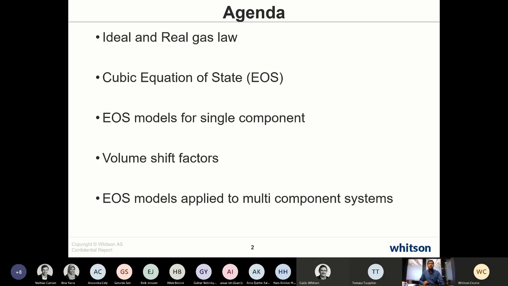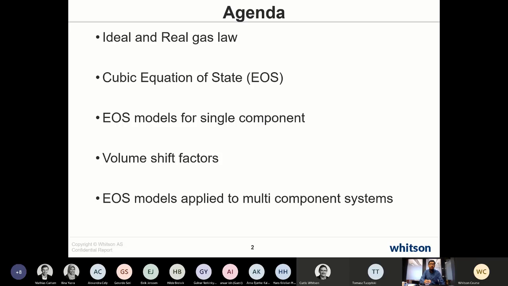So we will know what each component property means, and how the different properties affect, for example, the phase behavior. In this presentation, we will go through the simplest equation of state we have for gases, which is the ideal and real gas law.